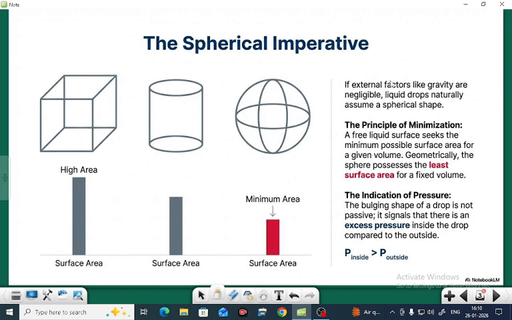The spherical imperative. If external factors like gravity are negligible, liquid drops naturally assume a spherical shape. The principle of minimization: a free liquid surface seeks the minimum possible surface area for a given volume. Geometrically, the sphere possesses the least surface area for a fixed volume. The indication of pressure: the bulging shape of a drop is not passive. It signals that there is an excess pressure inside the drop compared to the outside. So you can say that pressure inside is greater than pressure outside.